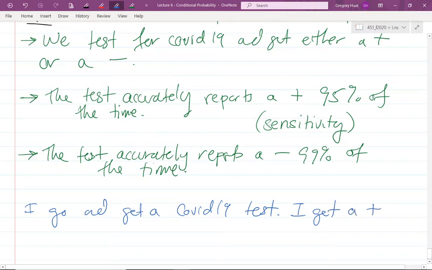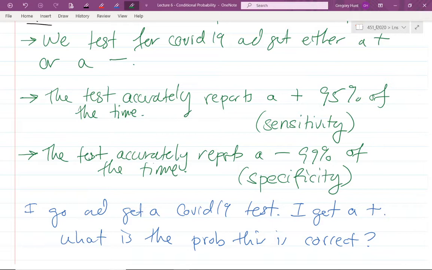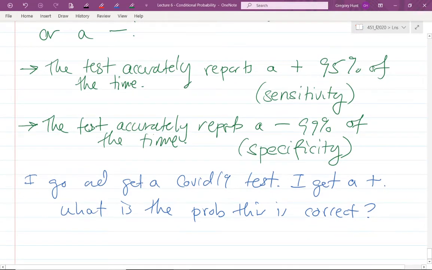Let's say I get a positive result. What is the probability this is correct? That's actually what everyone wants to know. You get a positive result. It could be right. It could be wrong. The test could have malfunctioned. It might not be sensitive enough. So we have sensitivity. We also have what's called the specificity. If you see these in the news, now you know exactly what they are. Specificity is, if I don't have the disease, what's the probability the test tells me I don't have the disease. So what everyone knows is they go get a test, they get a positive result, and what I want to know is, okay, is that correct?